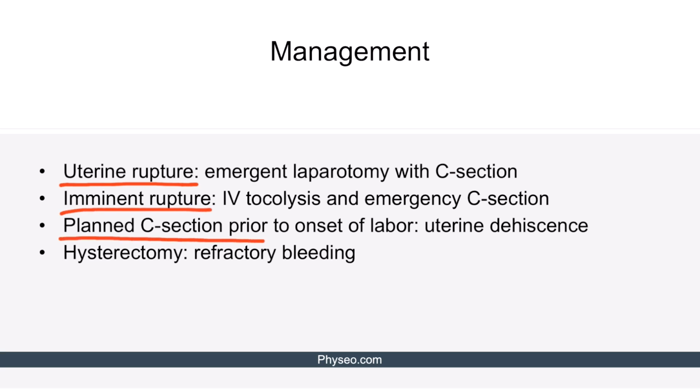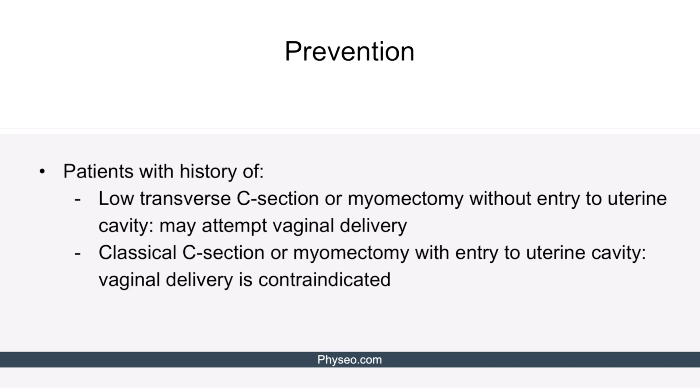Planned C-section prior to onset of labor is indicated in patients with uterine dehiscence to prevent full-on uterine rupture. Finally, hysterectomy can be done in case of refractory bleeding. To prevent uterine rupture, the patient's history should guide the delivery method. Patients with a history of low transverse C-sections or myomectomy without entry to the uterine cavity may attempt vaginal delivery. In patients with a history of classical C-section or myomectomy with entry to the uterine cavity, vaginal delivery is contraindicated.